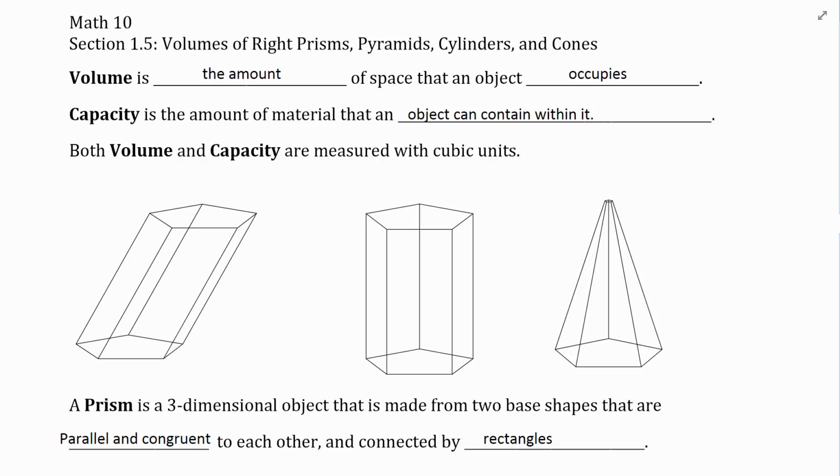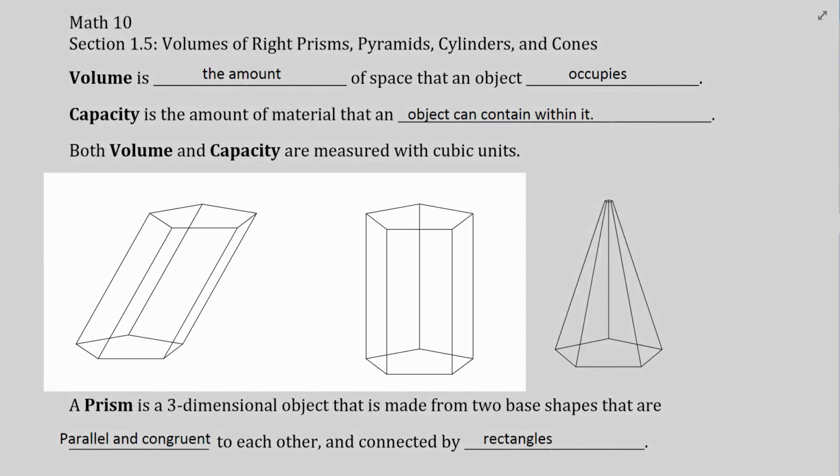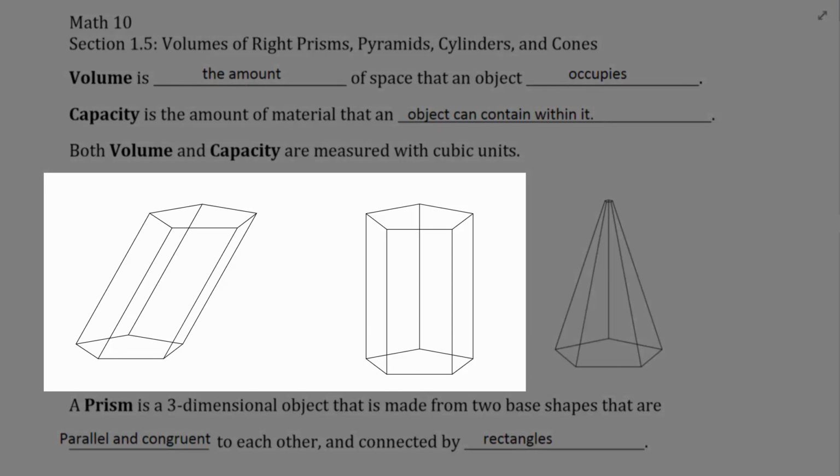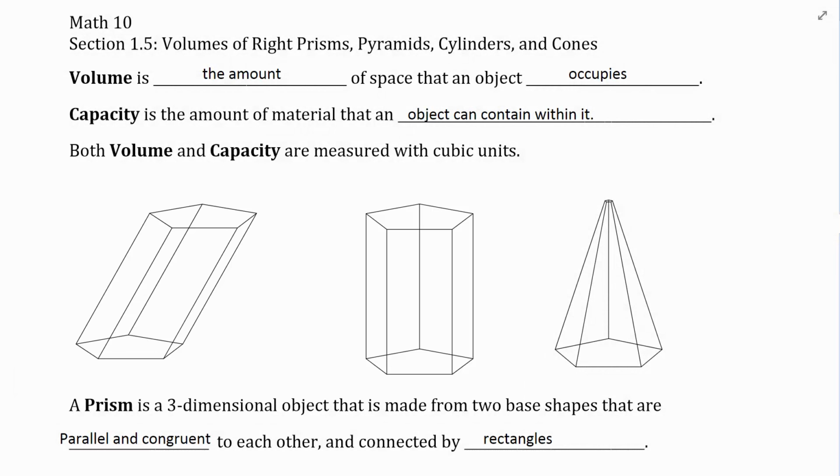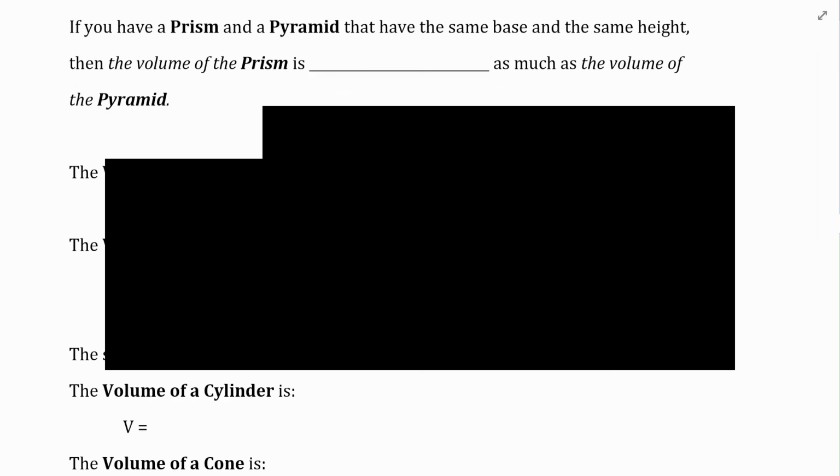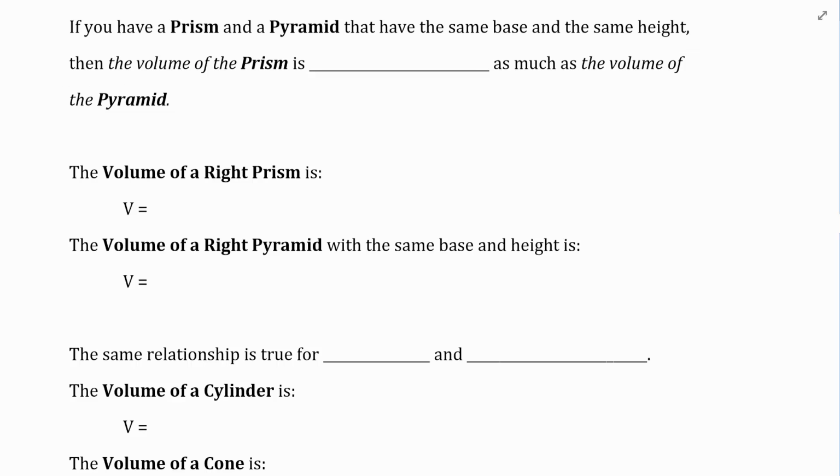Of the 3 objects shown here, both of them on the left qualify as pentagonal prisms, but the one in the middle is a right prism, while the one on the left is kind of a tippy prism. Oh, and that thing on the right? Pyramid. Now, here's the brilliant part. If you have a prism and a pyramid with the same base and exactly the same height, then the volume of the prism is exactly 3 times as much as the volume of the pyramid.